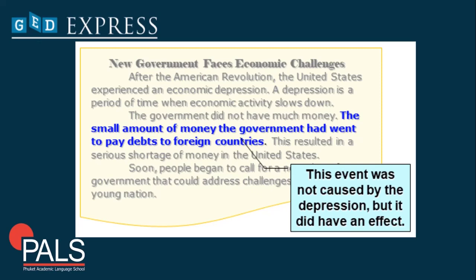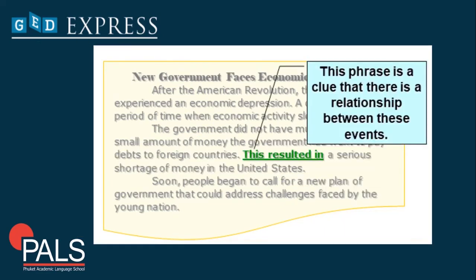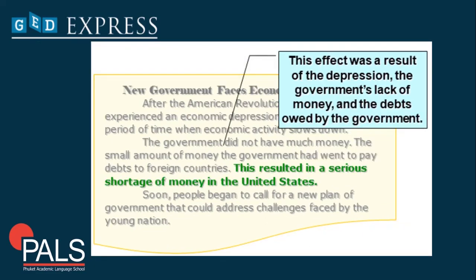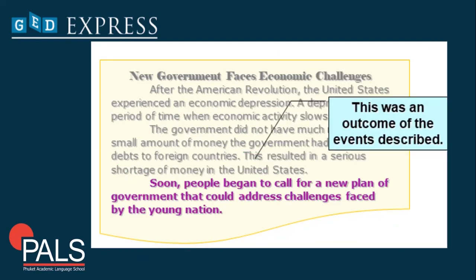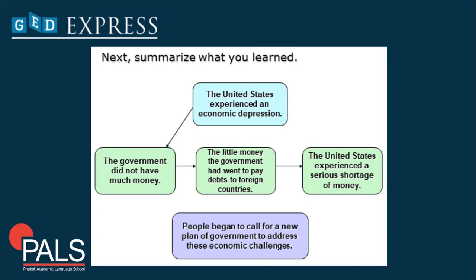The small amount of money government had went to pay debts to foreign countries. It contributed to the economic crisis during that time. This resulted in, so this phrase is a clue that there is a relationship between these events. The effect was a result of the depression, the government's lack of money, and the debts owed by the government, sorry. So this was an outcome of the events described, the last part there. This is the overall result, right? So once you've done that, try to make a graphic organizer same as this.